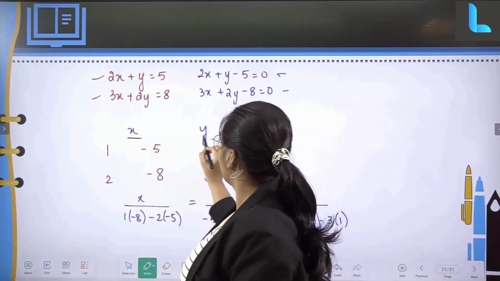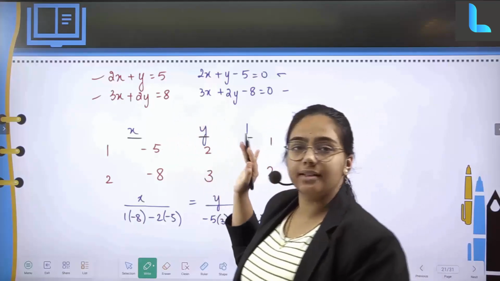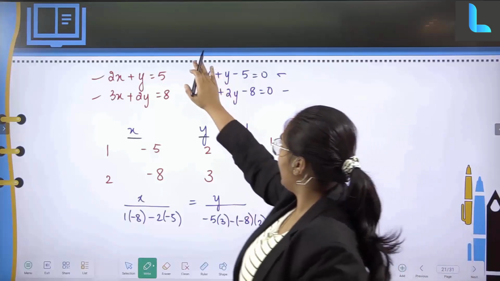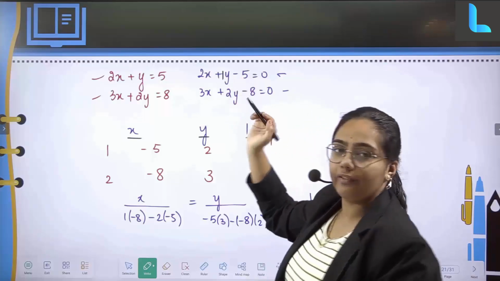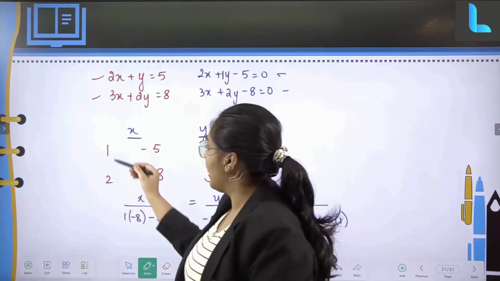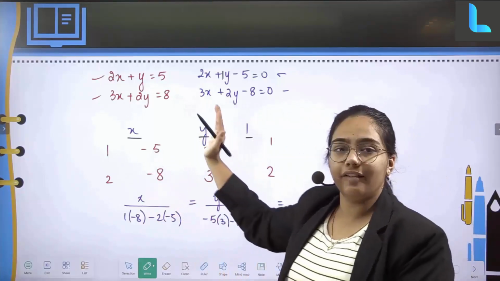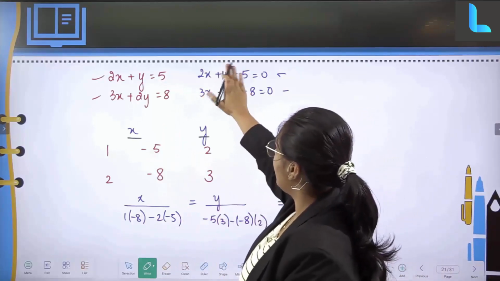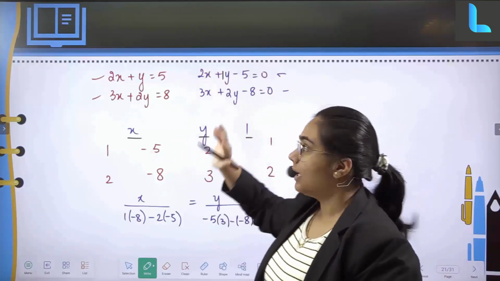Now x, y and 1, I will write like this first. To get x, what did I say? Ignore x and write the coefficients of y and the constants. Ignoring x, I have the coefficients of y: 1, 2, and the constants minus 5, minus 8. So 1, 2, minus 5, minus 8 is what I have written first. Okay, x done. The next thing is going to be y. Ignoring y, I have to start with the constant part, then come to the a part.